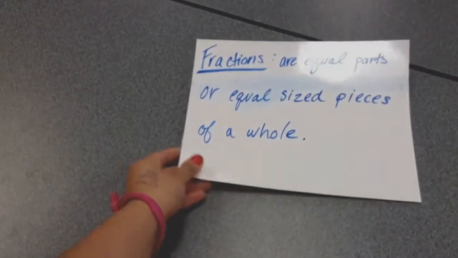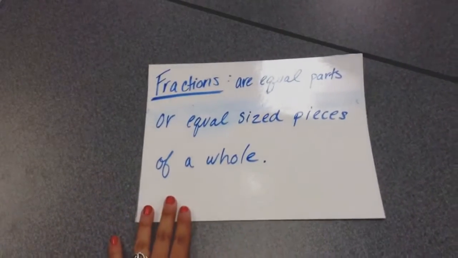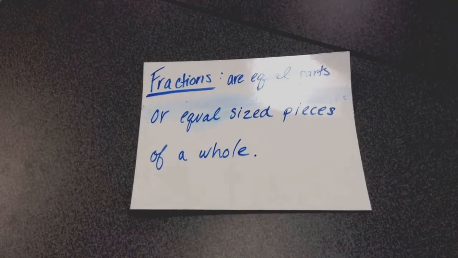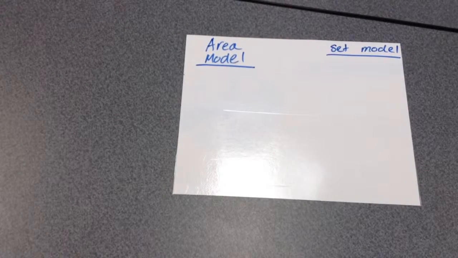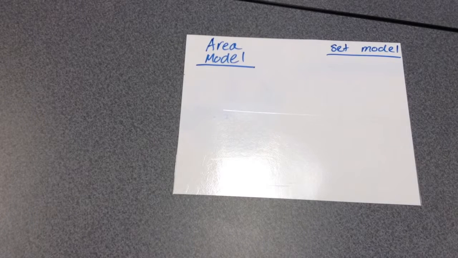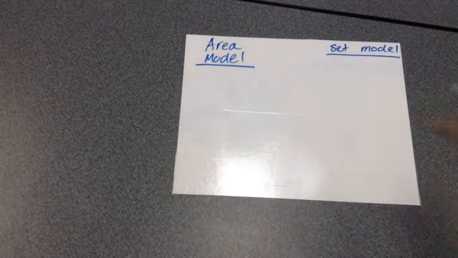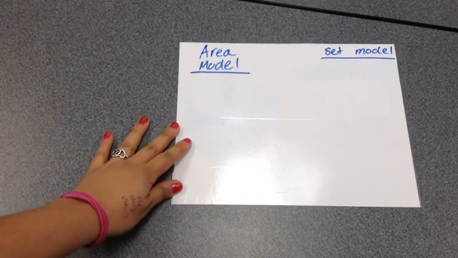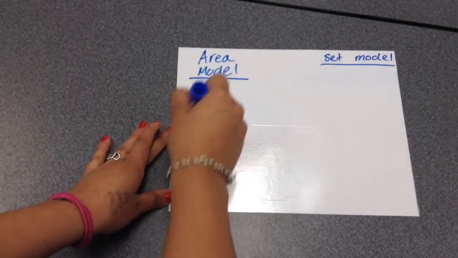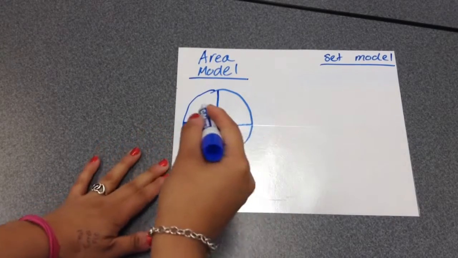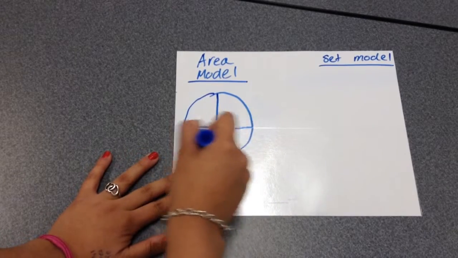So today, in second grade, we are going to be doing fractions, which is an equal part or equal size piece of a whole. The two strategies we're going to use with today's fractions: an area model for the first word problem, which is showing a whole and breaking it up into parts and distinguishing which part of the whole we will use.